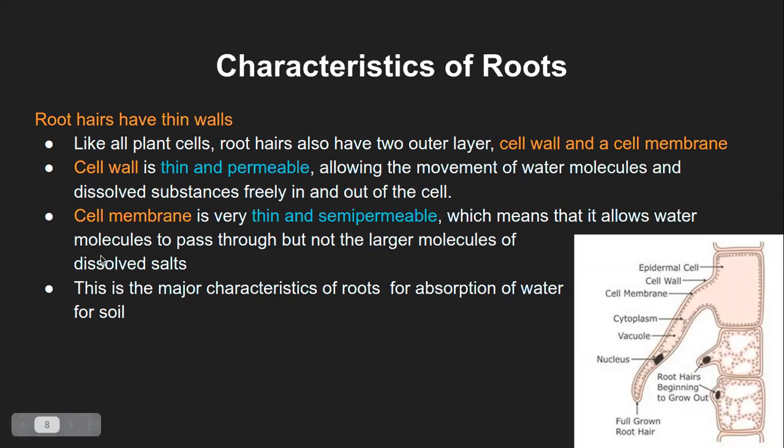And the cell membrane is again a thin layer, but it is semi-permeable. Semi-permeable means it only allows selective molecules to pass through it and not all the molecules. For example, smaller molecules can pass through, but the larger molecules of the dissolved salt will not be allowed to pass through, again both ways, either from inside to outside or from outside to inside. And all these characters together help in the absorption of water from the soil.